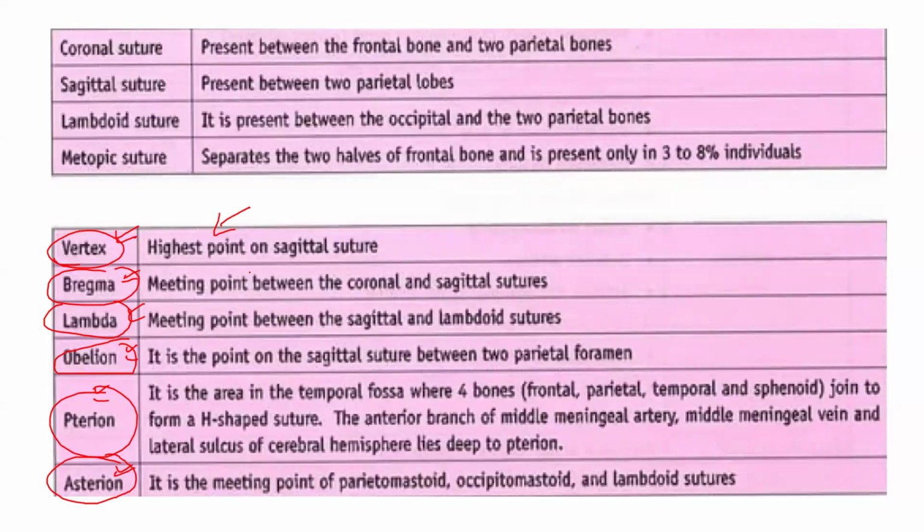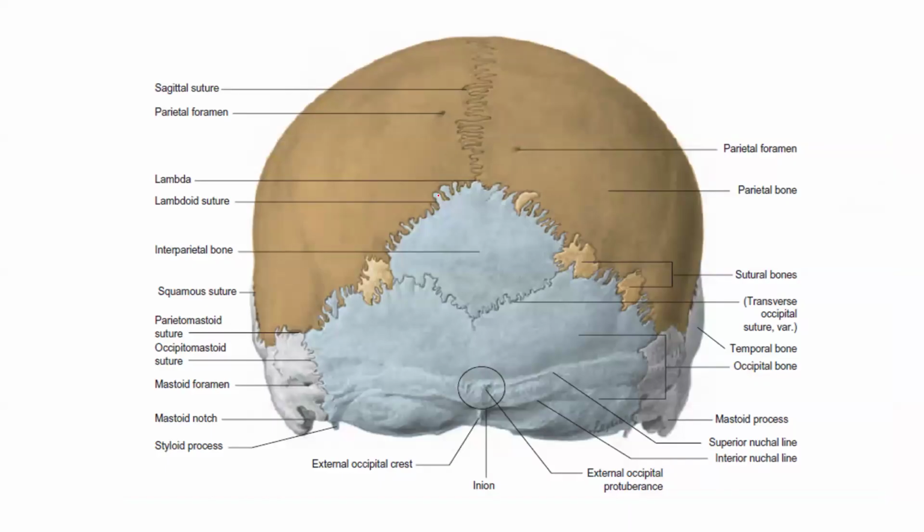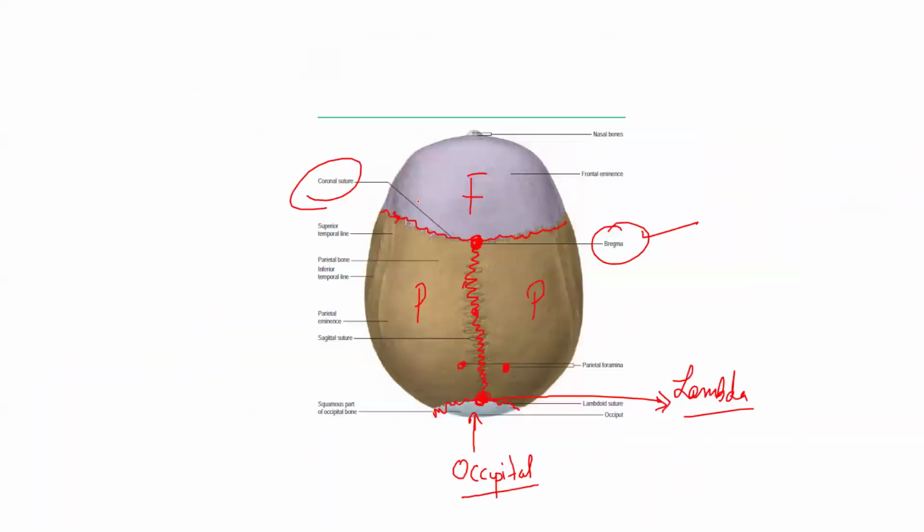Okay. Second is the bregma. As I told you, bregma is the junction of, it's not here, it will be here. This is the bregma. Bregma is the junction of coronal and sagittal suture.